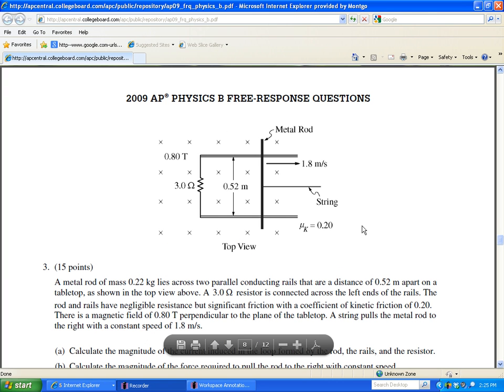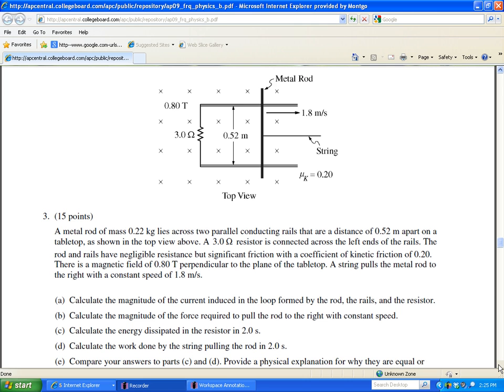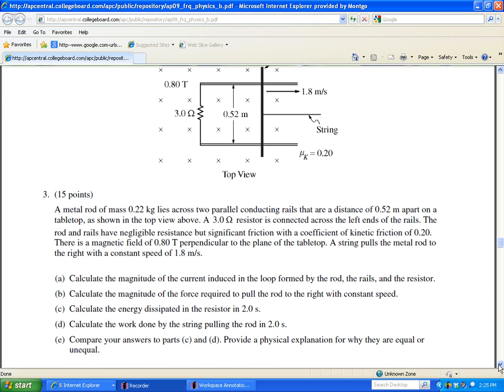Okay, here is 2009, and it's going to be question number 3. You have a set of rails with a metal rod. There's a string that pulls the rod to the right at a speed of 1.8 meters per second. There's some friction there, and there's a resistor. The distance from here to here is 0.52, so the length of the rod that's rubbing down the tracks is 0.52 meters.